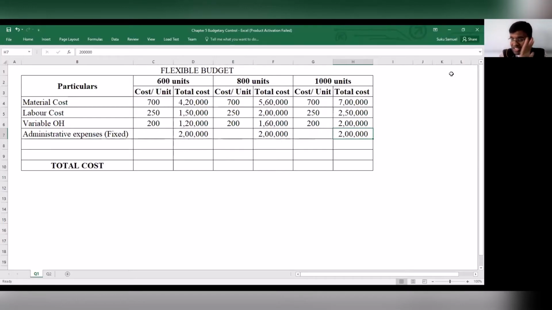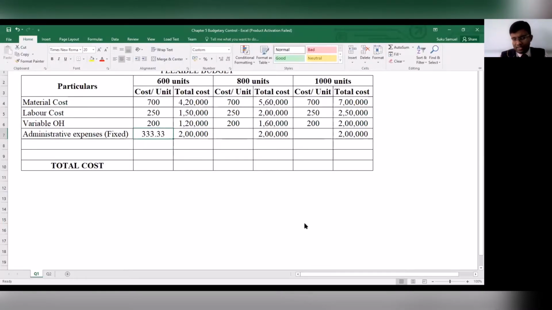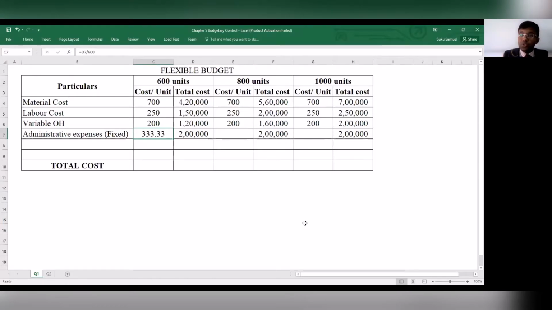But this is not what we desire. As a part of the format, we must know cost per unit. So how do we calculate that? For 600 units, it will be 2 lakh divided by 600. Now, why is it 2 lakh divided by 600? Because I have to calculate the cost per unit. Since administrative cost is a fixed cost, the total cost will remain the same. It will not vary.